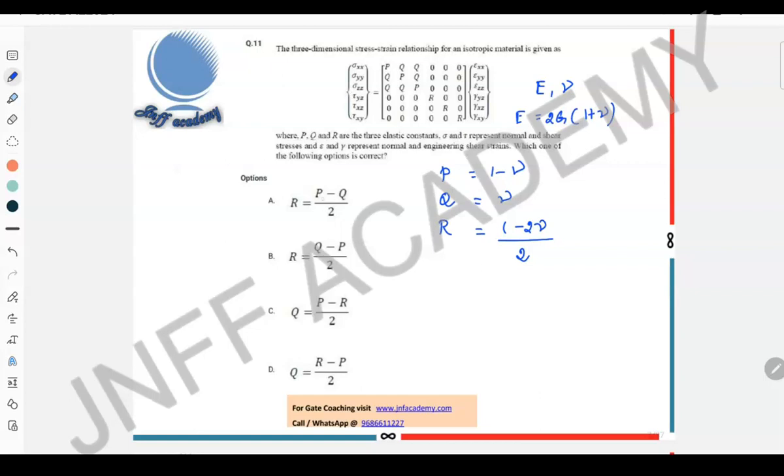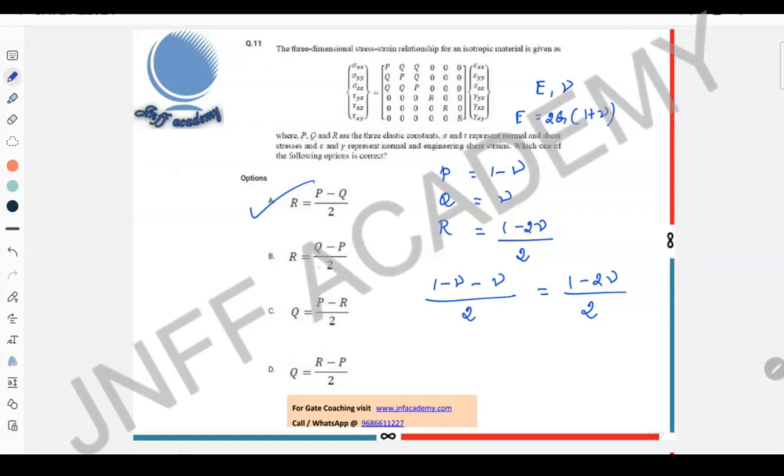Now we will apply this concept in each option. Let us take the first option, P minus Q by 2. What is P? 1 minus nu, minus Q, which is nu, divided by 2. So 1 minus 2 nu by 2. So our first trial itself is giving the correct answer. So let us select R is equal to P minus Q by 2.